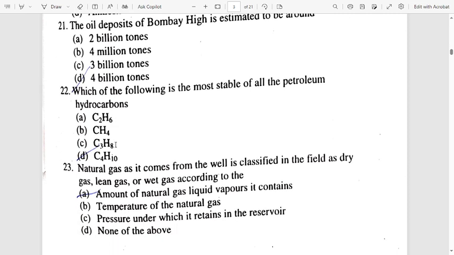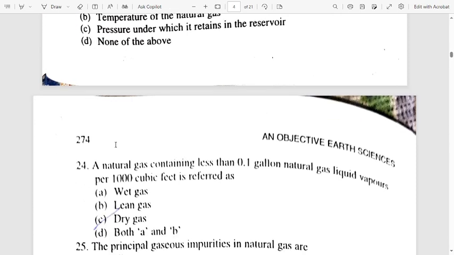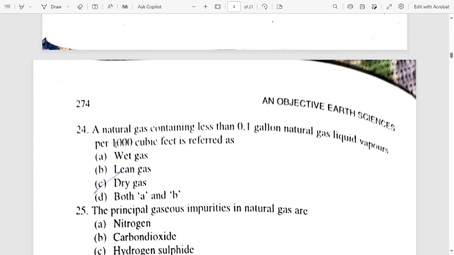Natural gas, as it comes from the well, is classified in the field as dry gas, lean gas, or wet gas according to the amount of natural gas liquid vapors it contains. A natural gas containing less than 0.1 gallon natural gas liquid vapors per 1000 cubic feet is referred to as dry gas.